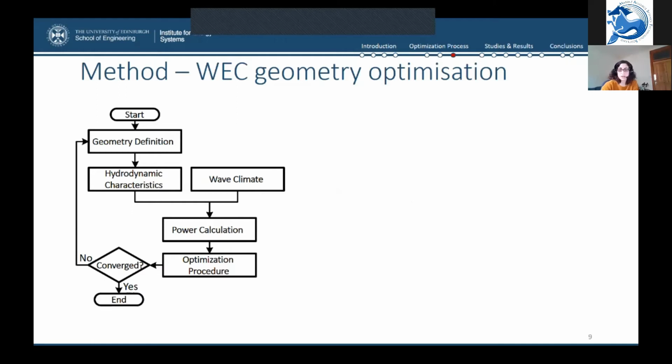But if we go back to the original research questions, to the questions I introduced just before, you remember the first one was, what's the most suitable method to perform this geometry optimization? So to answer this question, basically I went step through each of these steps and looked at what is the most suitable method for wave energy converter geometry optimization.